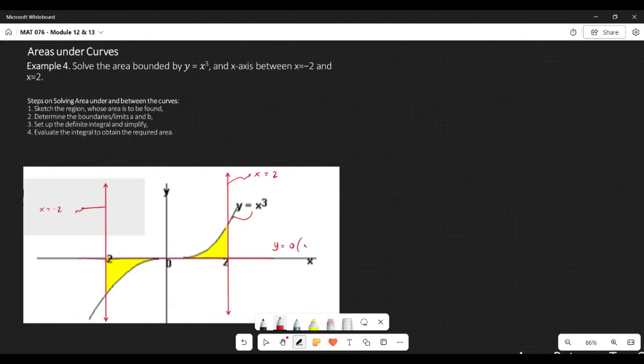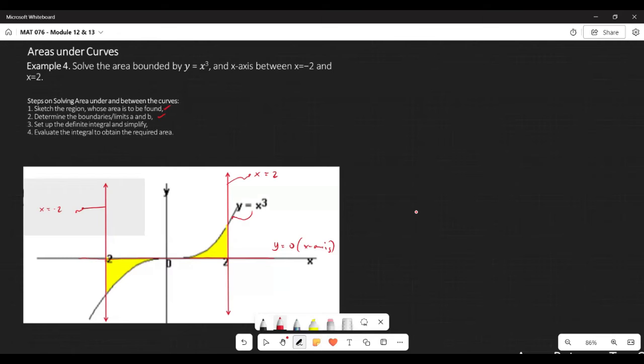Okay? And then binigyan din tayo ng yung pinaka-limit natin o yung boundary na from -2, eto, x is equal to -2 and x is equal to +2. Okay? So, okay na tong first step. Second step, okay na din. Then for the third step is i-set up natin yung definite integral.